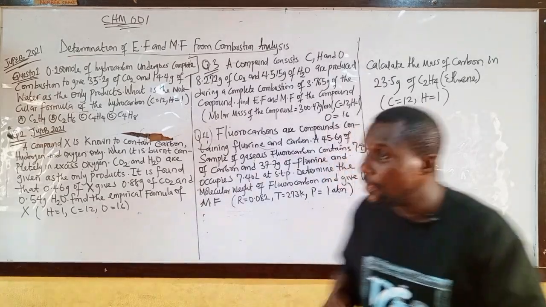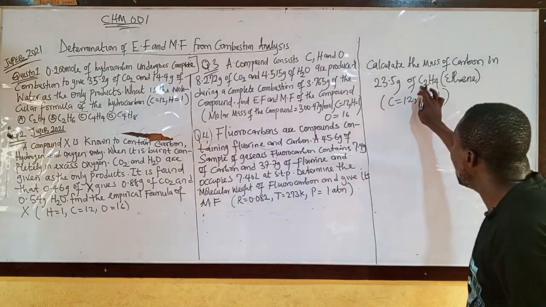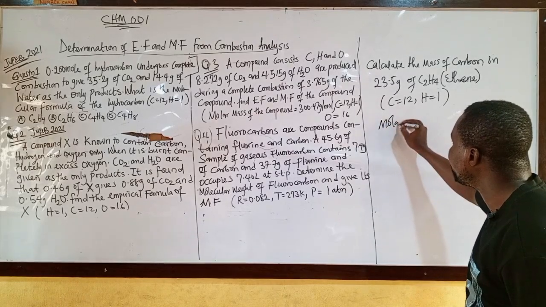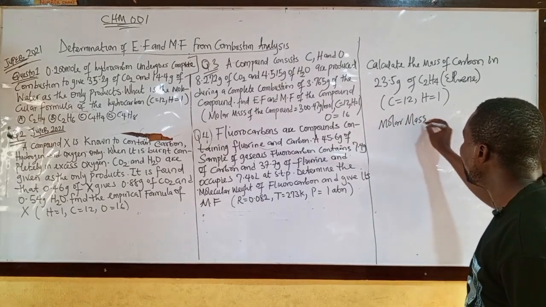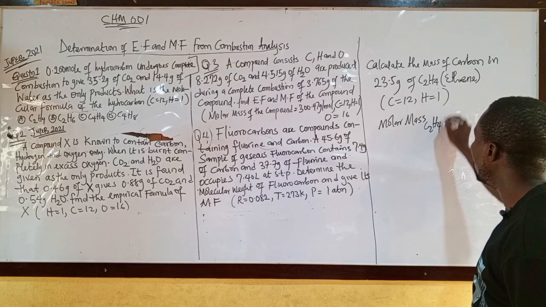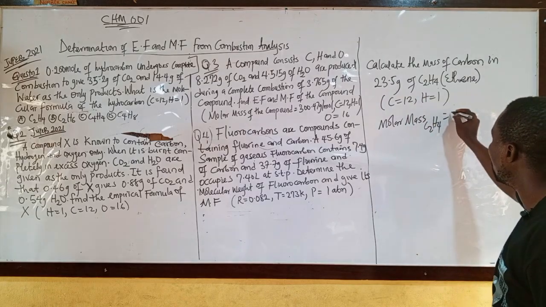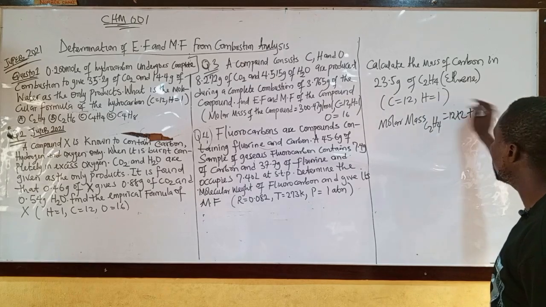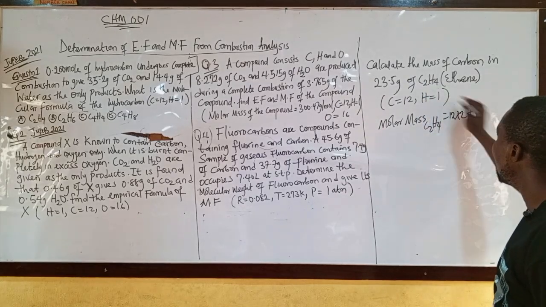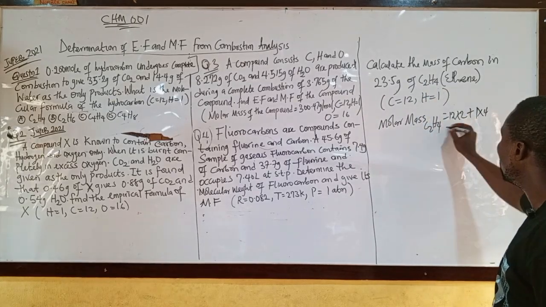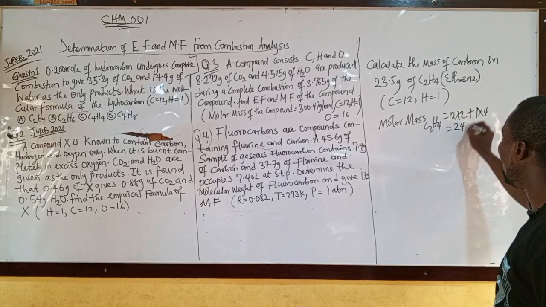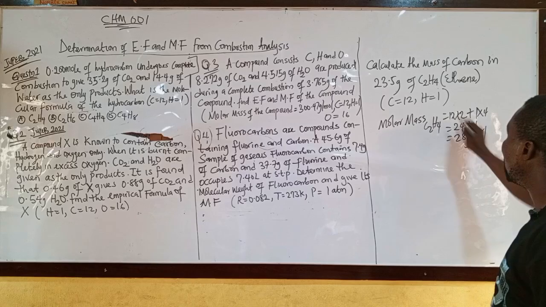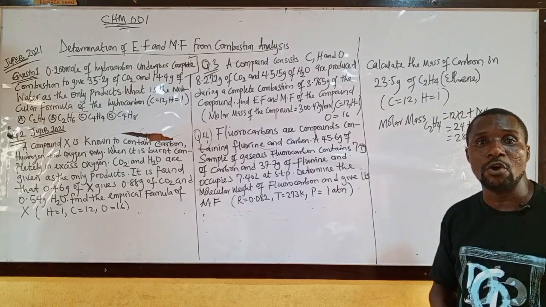Very simple. The first thing you have to do, find the molar mass of this compound given to you. Molar mass of C2H4, which should be what? Carbon is 12 times 2. We have 2 carbon, 12 times 2, plus hydrogen is 1, times 4. You have 12 times 2, 24, plus 4. That is 28 grams per mole. That is the molar mass of the compound.